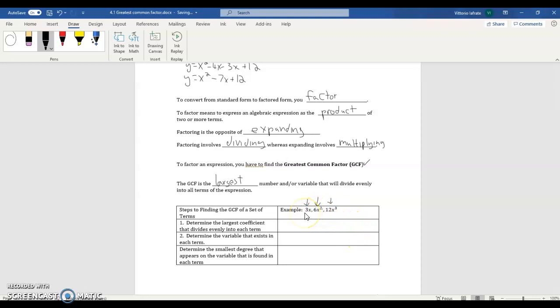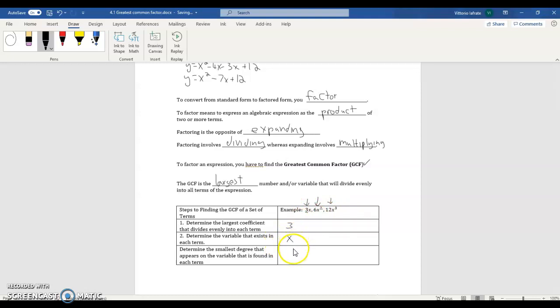So if you look carefully, it looks like 3 is the largest number that will divide evenly into each of those. So if you do 3 divided by 3 over here, that's going to be 1. 6 divided by 3 over here, that would be 2. And 12 divided by 3, that would be 4. So 3 looks like our largest coefficient. Determine the variable that exists in each term. So if you look at each of the terms, we have 3x, 6x squared, and 12x cubed. And the variable that's common in all these terms is x.